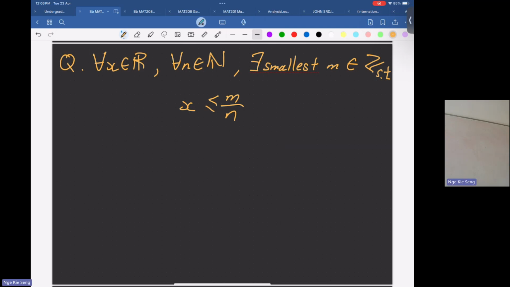First of all, you should think about whether this sentence makes sense or not. Can you give me an example of this sentence? How do you find the smallest integer such that, if I give you a real number, maybe say 2.12, find me m and n that work, where m has to be the smallest such that the inequality works.